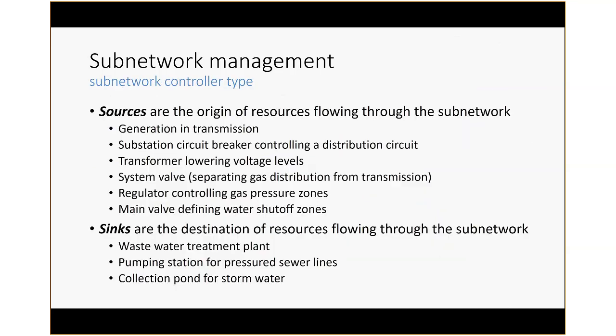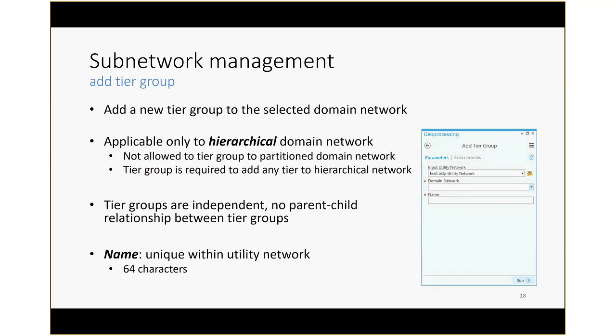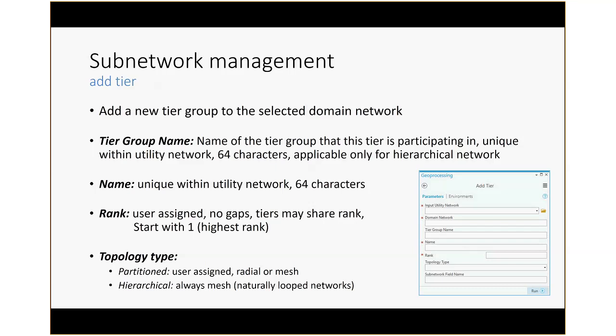All right, I talked about sources and sinks, how you must define the domain network, what it will represent at the point of creating the domain network. Next is the geoprocessing tool that we have for creating the tier group. Tier groups only apply to hierarchical, not partitioned. The reason we have the groups is a way to cookie cut these, partition them into their logical collections, be it gathering, transmission, or distribution. And then within each of those, the tiers themselves. Cathodic protection is also a type of tier group and tier.